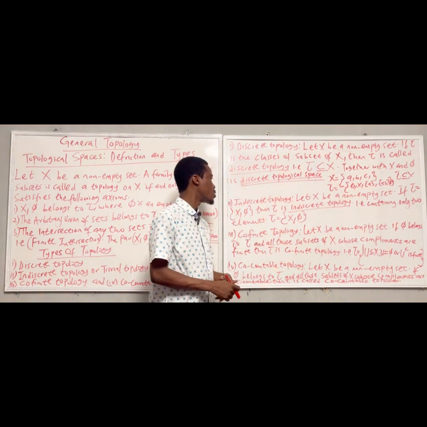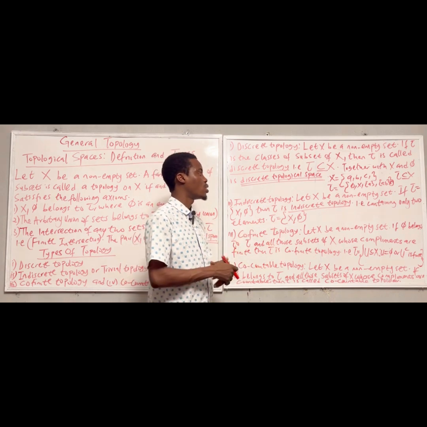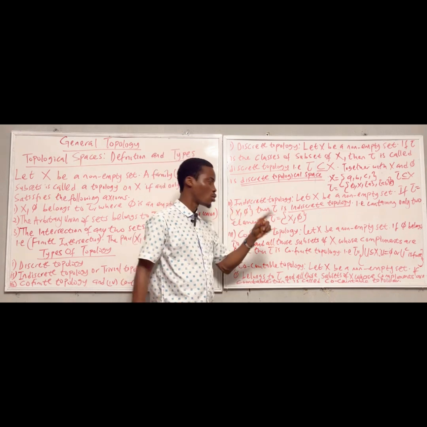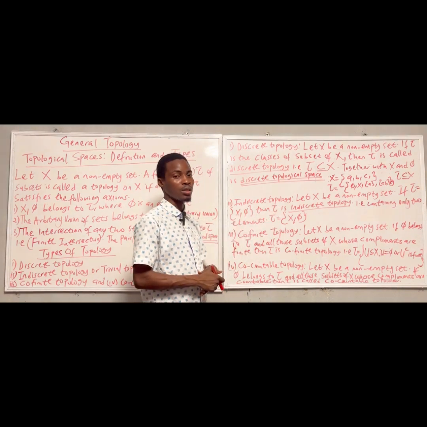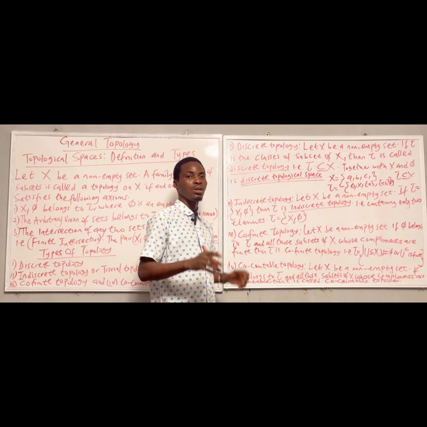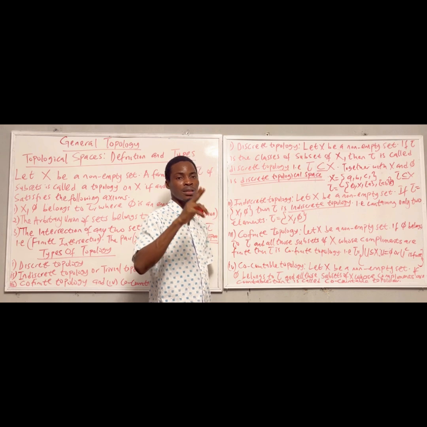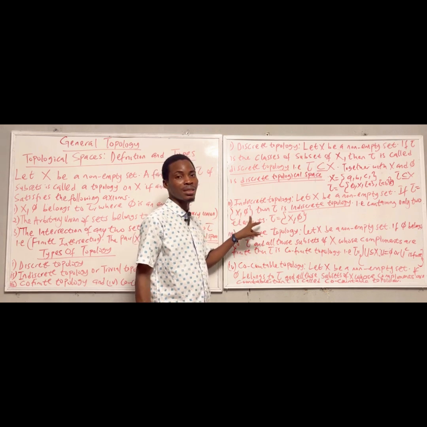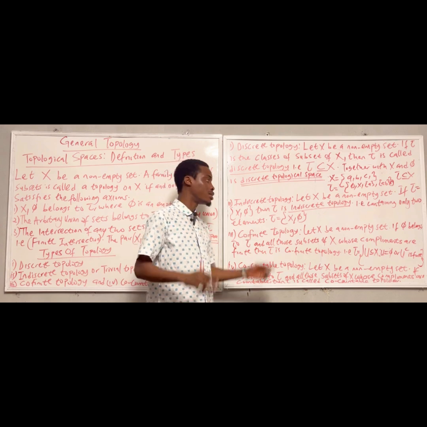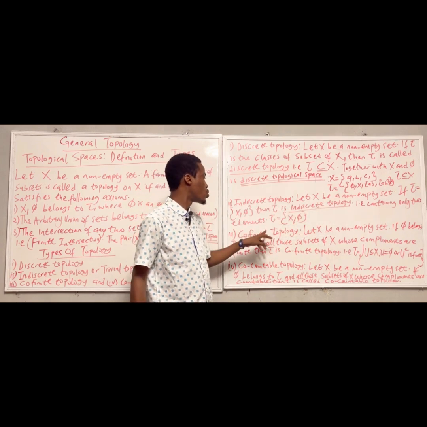The second example is indiscrete topology or trivial topology. Let X be a non-empty set. If Top is {X, empty set}, then Top is the indiscrete topology. So in indiscrete topology, we only have two elements that must be present. That is the empty set and X itself. Whenever we have the set containing X and the empty set, then it is called a topology. So that is containing only two elements.